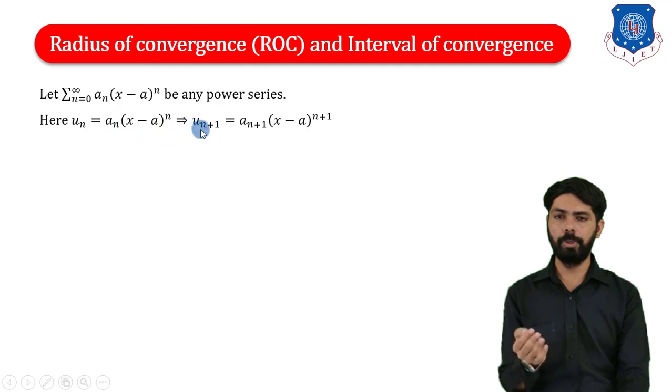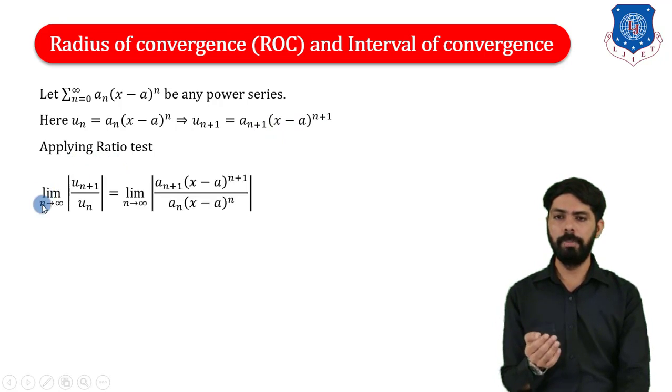Now we will find un plus 1. For that we will replace n by n plus 1 in un, so it will be an plus 1 into (x minus a) raised to n plus 1. Now applying the ratio test, limit n tends to infinity modulus of un plus 1 divided by un is equal to limit n tends to infinity. What is un plus 1? It is an plus 1 into (x minus a) raised to n plus 1, divided by un. What is un? It is an into (x minus a) raised to n.